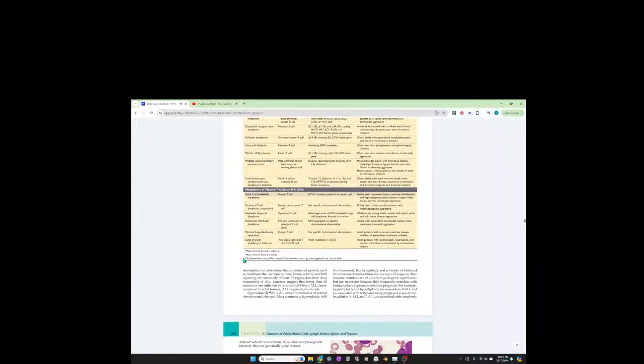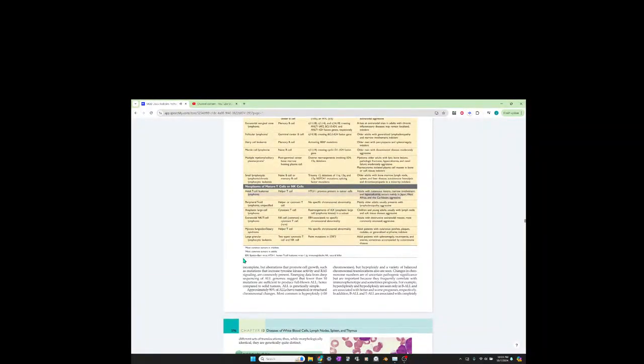Adult T-cell leukemia/lymphoma: helper T cell; HTLV-1 provirus present in tumor cells; adults with cutaneous lesions, marrow involvement, and hypercalcemia; occurs mainly in Japan, West Africa, and the Caribbean. Aggressive. Peripheral T-cell lymphoma, unspecified: helper or cytotoxic T cell; no specific chromosomal abnormality; mainly older adults.